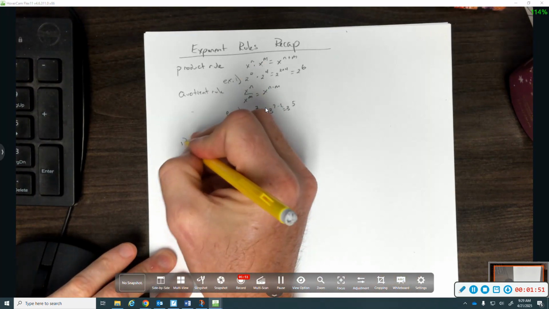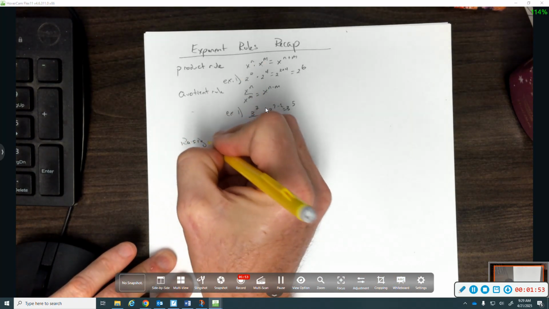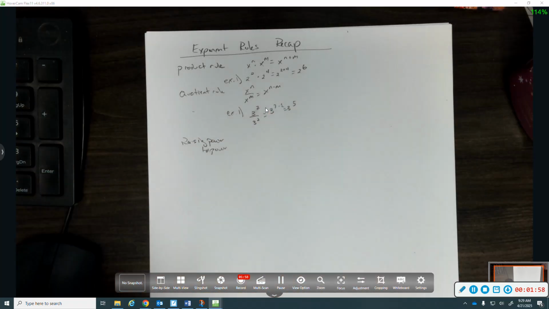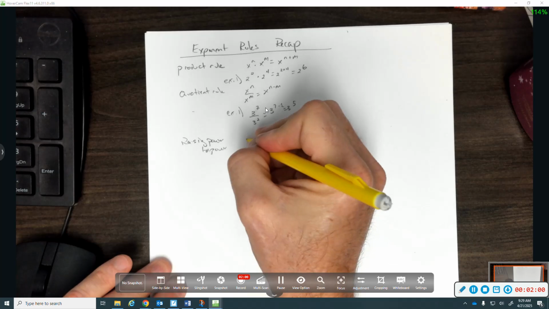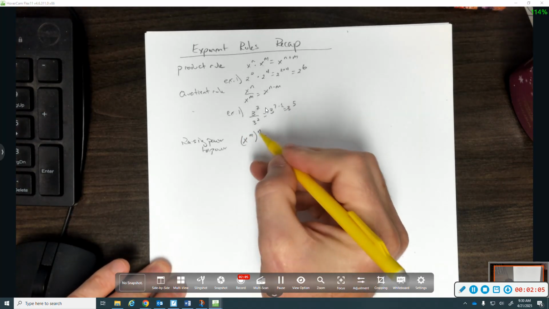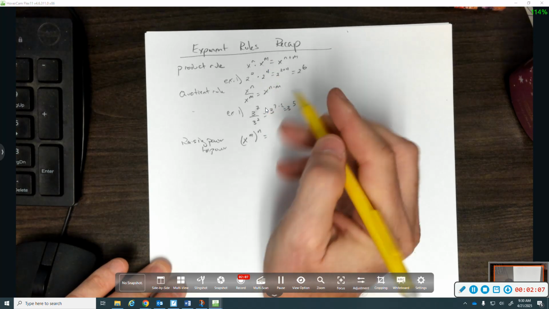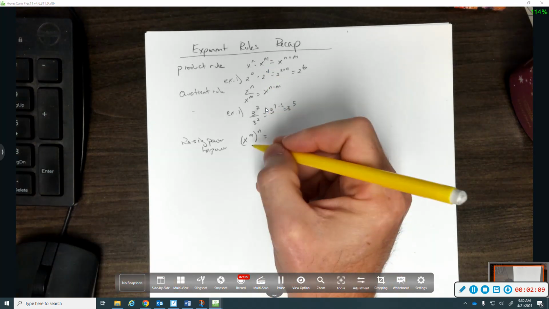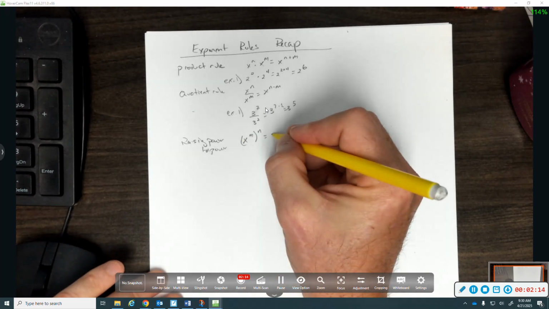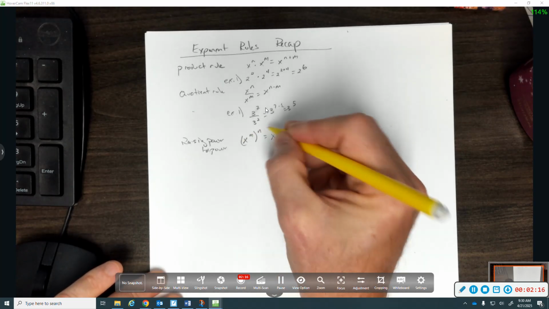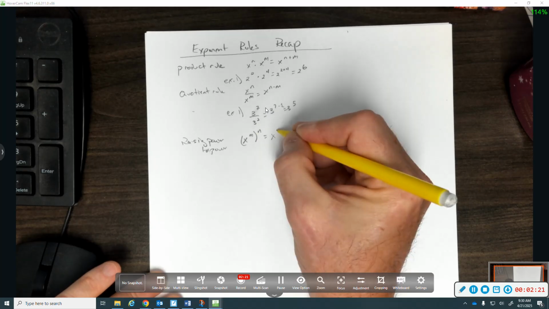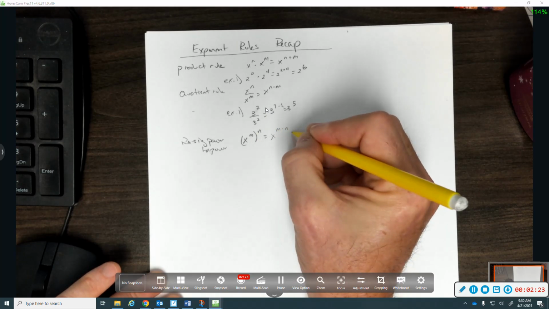Then there's raising a power to a power, and that is when we have parentheses. If I have x to the m and I raise it to the n, notice there's parentheses here, whereas in the product rule there are no parentheses. Because we're going to distribute, we get x to the m times n, and that's it.